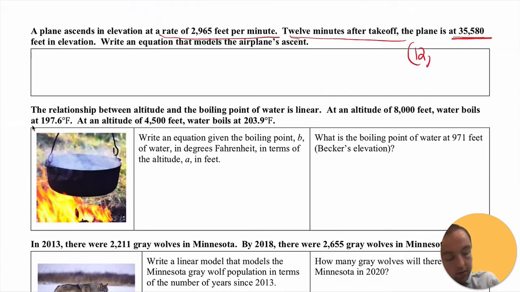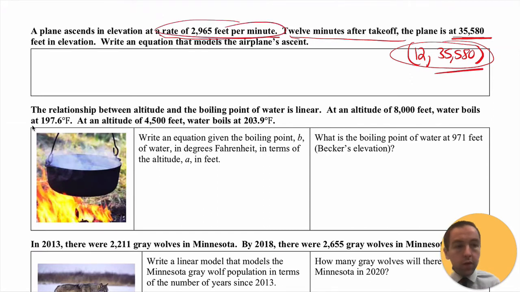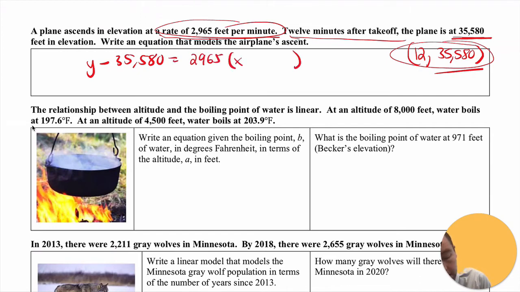But that does tell us that we know the time and the corresponding height, which means we know a particular point in the relationship. So if we know a point, and we also know the slope of the airplane, we can write an equation for this ascent in point-slope form. We can take y minus y1 is equal to m, which is the slope of 2965, times x minus x1, and that's going to give us the equation in point-slope form, and then we can solve this.